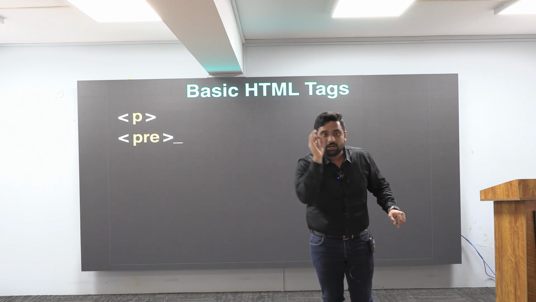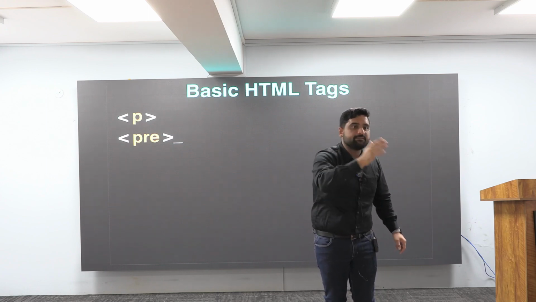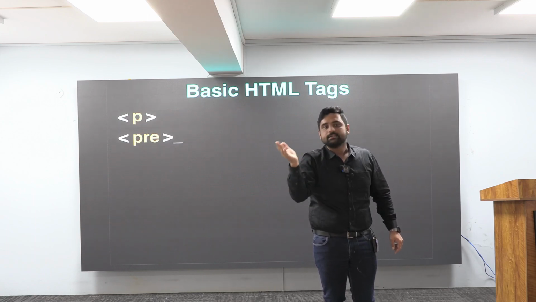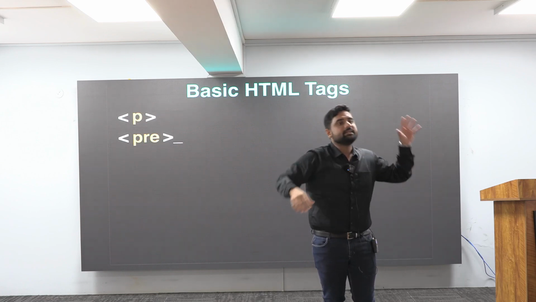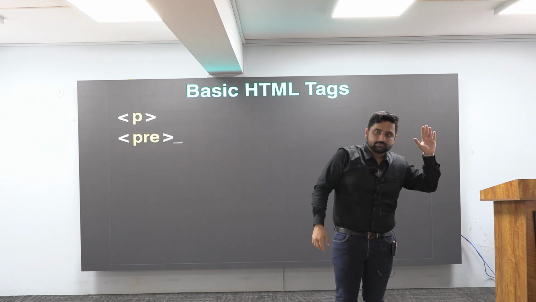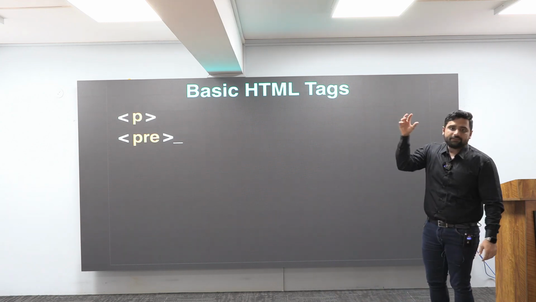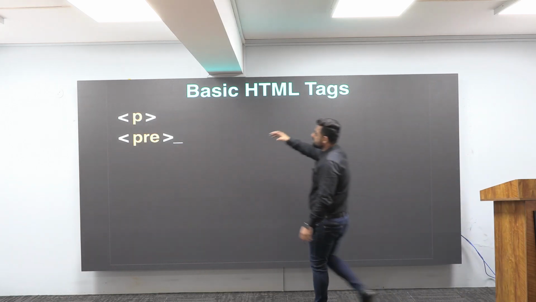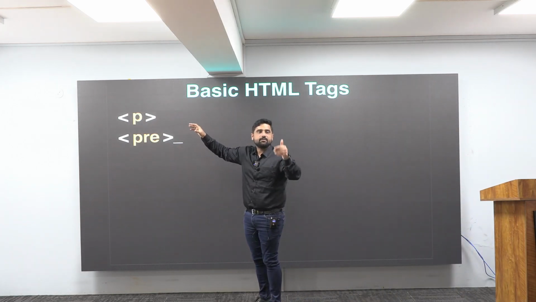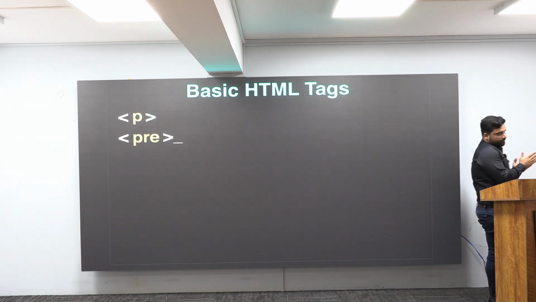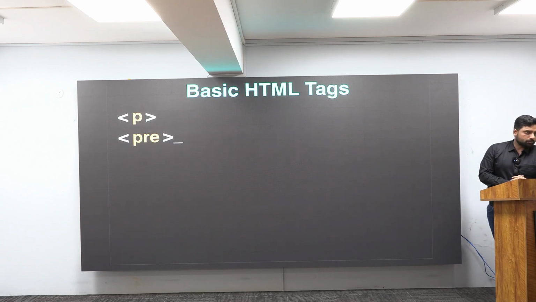Am I clear? This is one of the most important questions: what is the difference between your p and pre tag? And what is pre? It is a pre-formatted tag. Same as it is, it will display in your browser. Am I clear, friends? So first I will show all this in terms of practical, then we will move ahead. So where can we code this? On which tool or editor can we code this? VS Code. So let me open my VS Code first.